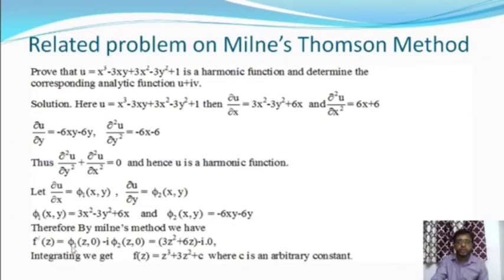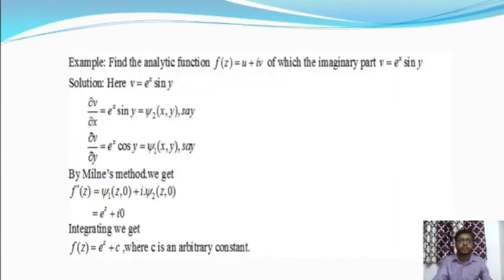So f dash z is equal to 3z square plus 6z minus i into 0. Okay, so now integrating on both sides, we get f of z is equal to, so integration of 3z square is z cube, integration of 6z is 3z square, plus c, where c is an arbitrary constant.